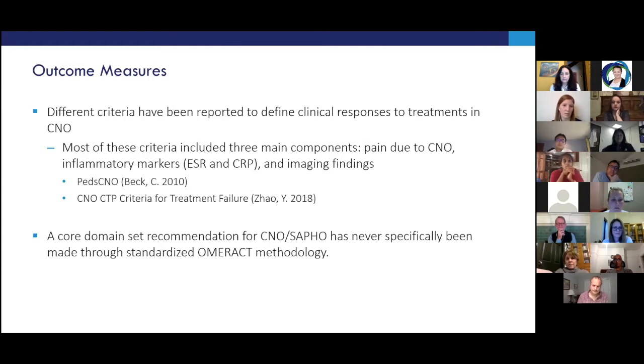A lot of these, or both of these, kind of focus on some imaging findings, pain, and inflammatory markers. But there hasn't been a core domain set recommendation for CNO or SAPHO through a standardized OMERACT methodology. So that is how this working group got formed.